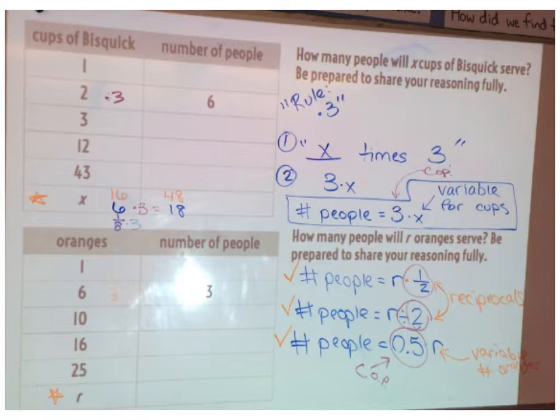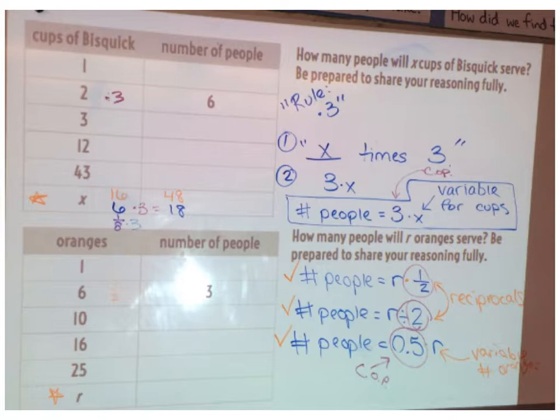So then looking down at the oranges situation, we had several different equations people ended up generating. One was that the number of people you could serve was R times 1/2, because 6 times 1/2 is 3. A second is that it's R divided by 2. And we noticed that the relationship between R times 1/2 and R divided by 2 is that 1/2 and 2 are reciprocals.